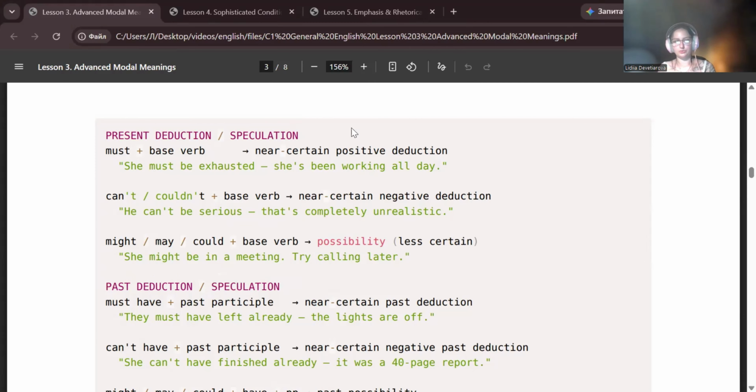Might, may, could, plus base verb means possibility. 50-50. I am not certain. She might be in a meeting. Try calling her later.